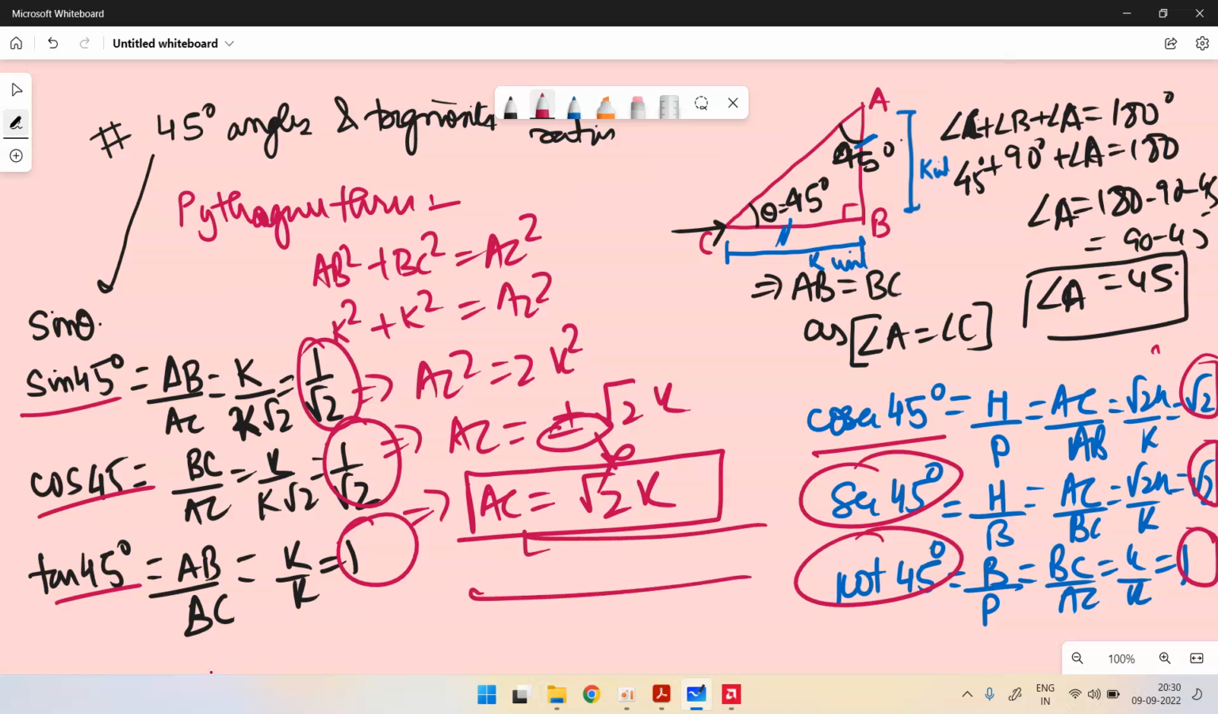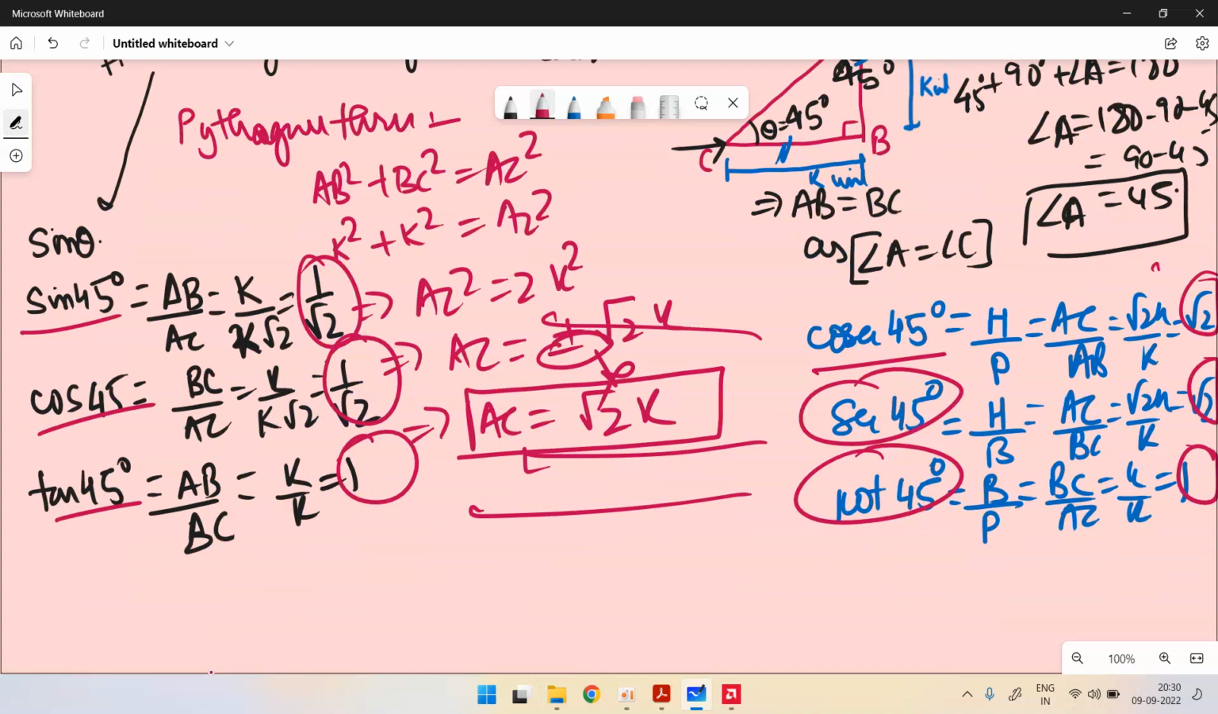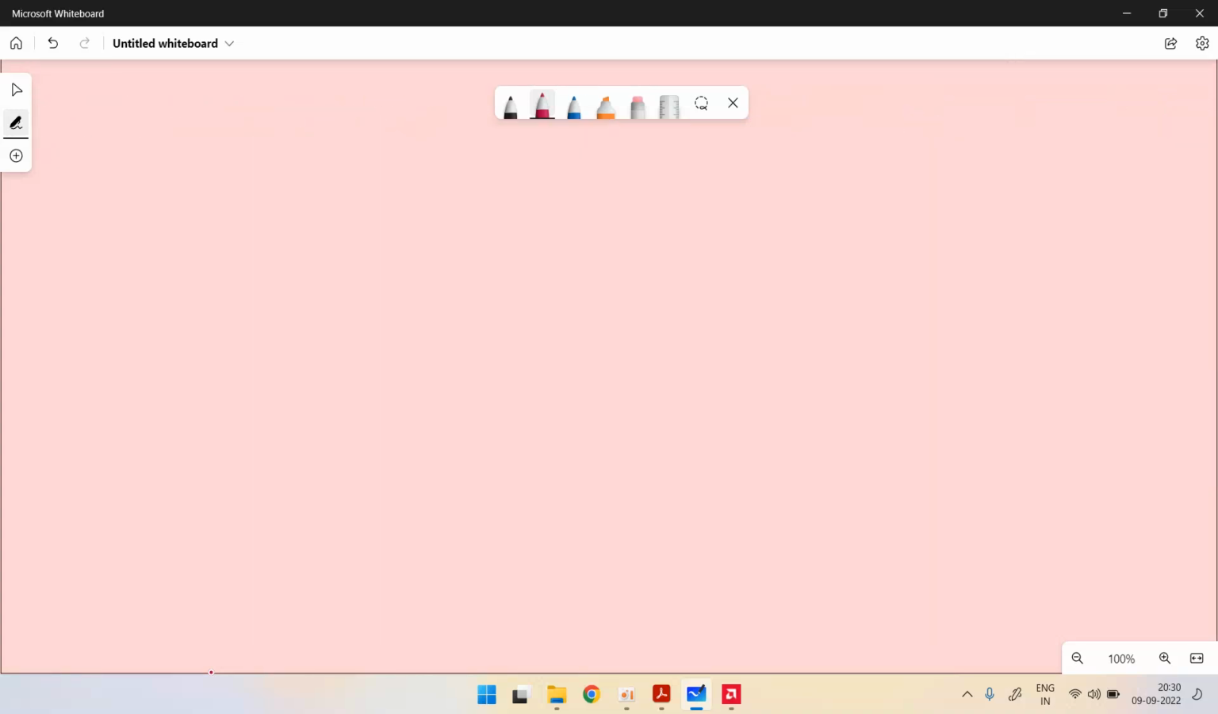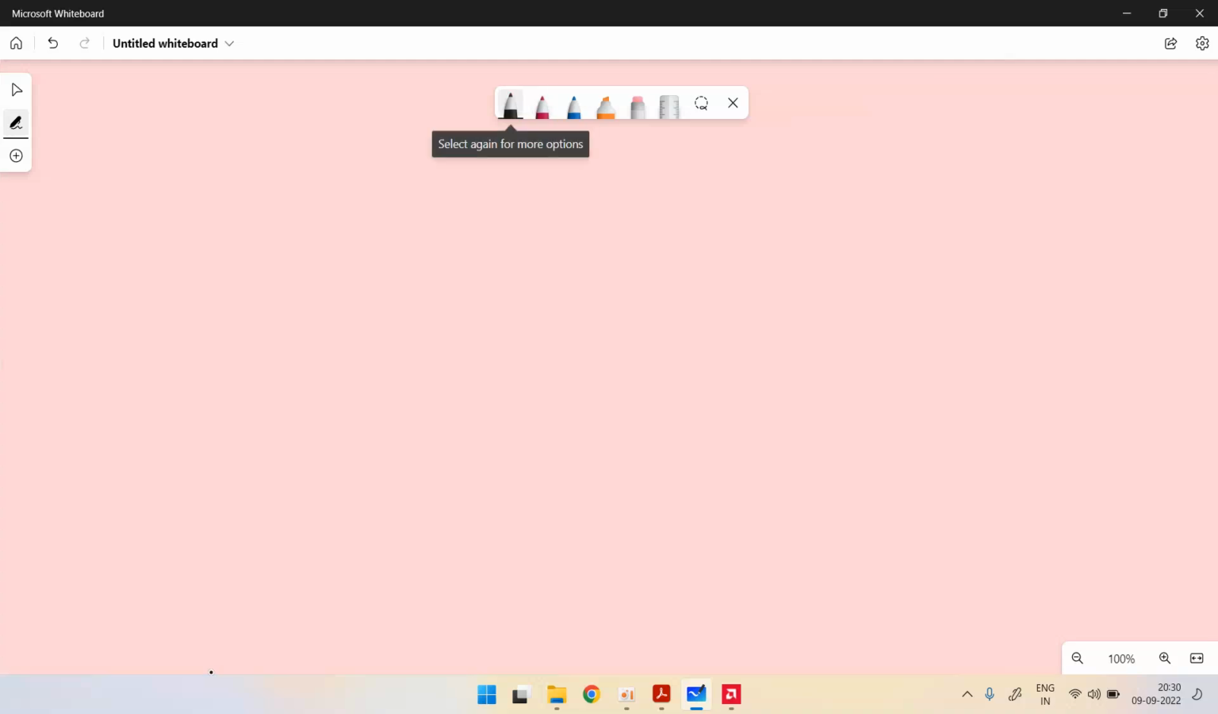These are inverse of each other, and hence you can find the value of 45 degrees. Now the 45 degree ratios we have found. Now I'm moving ahead with how to find the value of 30 degree, 60 degree.